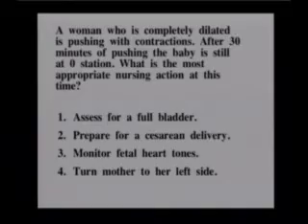Another question for us. A woman who is completely dilated is pushing with contractions. After 30 minutes of pushing, the baby is still at 0 station. What is the most appropriate nursing action at this time? 1. Assess for a full bladder. 2. Prepare for a cesarean delivery. 3. Monitor fetal heart tones. Or 4. Turn mother to her left side. And the correct answer is number 1. The most common cause of failure to descend is a full bladder.